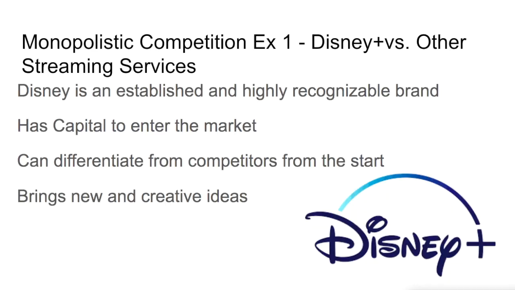Disney Plus is our first example of monopolistic competition. We are comparing Disney Plus to other streaming services such as Netflix. Disney achieves monopolistic competition by being an established and highly recognizable brand, having the capital to enter the market, and being able to differentiate from competitors from the start by offering Disney movies and shows, Marvel movies, National Geographic specials, and ESPN as a part of their streaming packages.